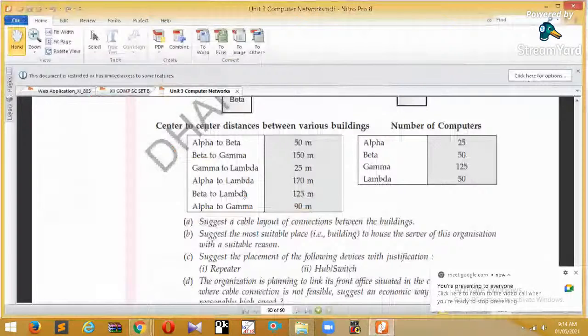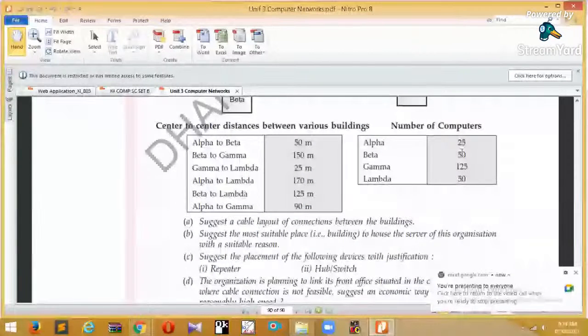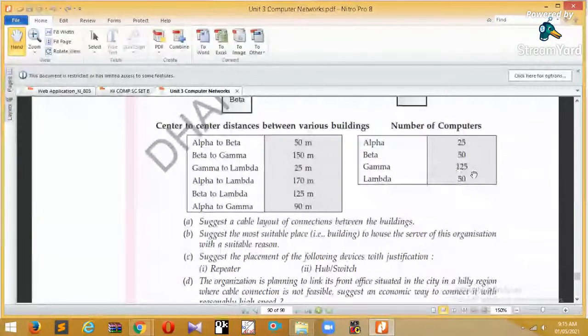Here you can see the number of computers is given for each building: alpha 25 computers, beta 50 computers, gamma 125 computers, and lambda 50 computers. So where do we have to place the server? If this question is present here, that is good. If it is not present, then also I'm telling you that we always place the server in the building where the number of computers is more. That is the first point we have to remember.